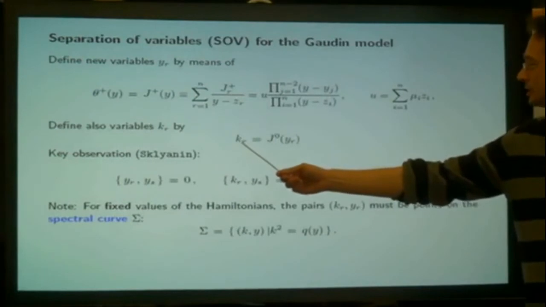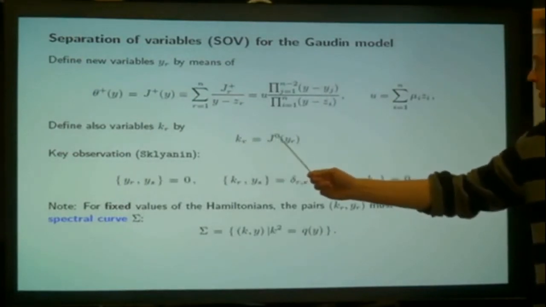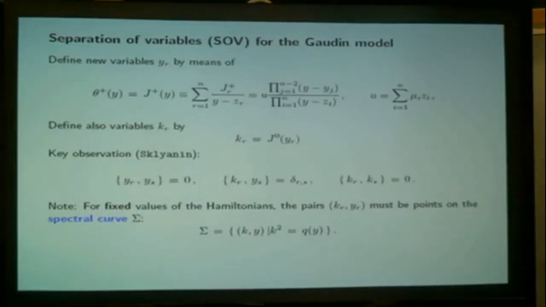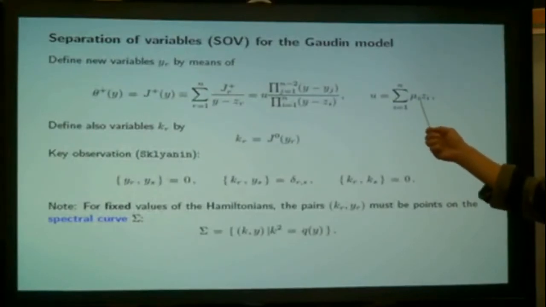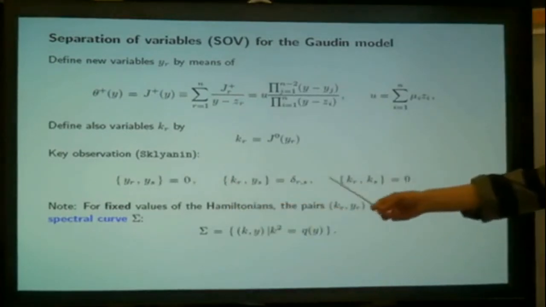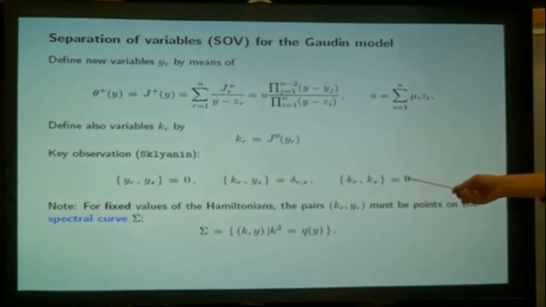We define another half-dimensional set of variables by evaluating J0, this component here, at the zeros. What is mu I? Oh yeah, sorry, I was copy and pasting, so mu I is J I plus. And the key observation, which was made by Sklyanin, is that for the first time here we have canonical conjugate variables. That is already very useful, and in particular it will give us a quick entry into the quantization.